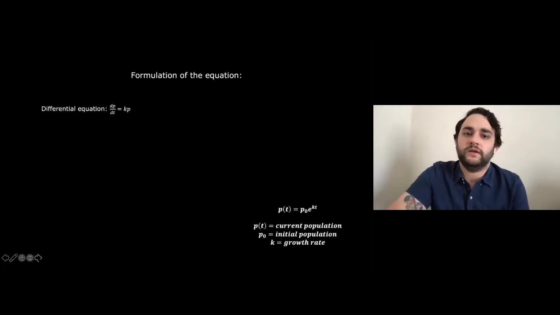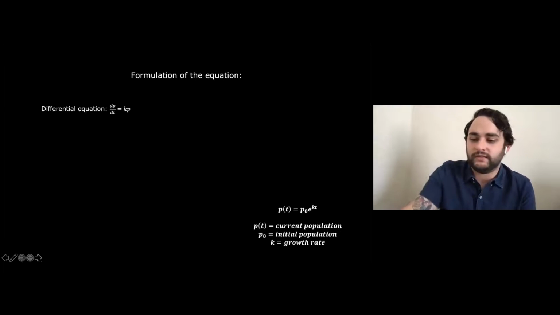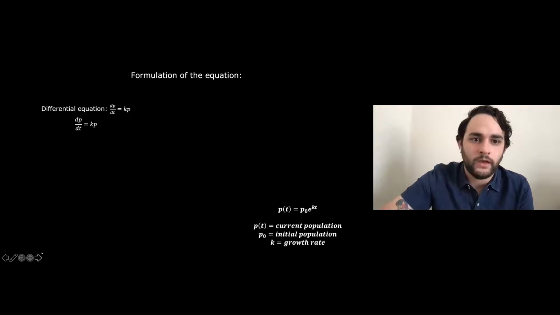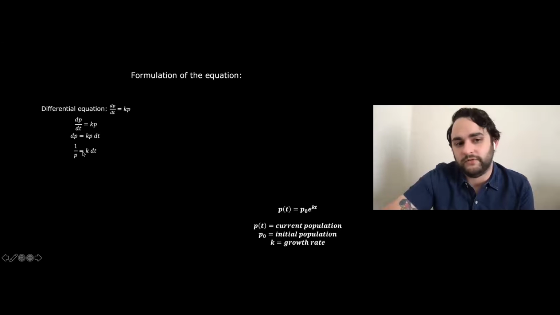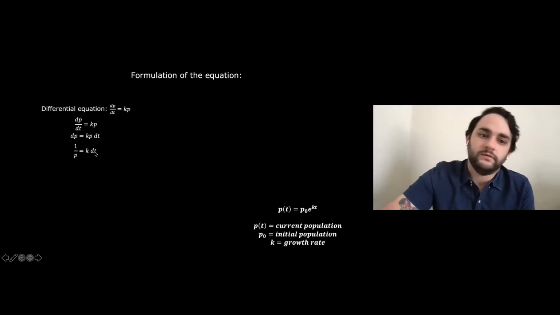Cool. So now to get into how we get that equation, you have dp divided by dt equals kp. So you multiply each side by dt to get dp by itself. And then to get p by itself, you divide by p, and you get 1 over p dp equals k dt.